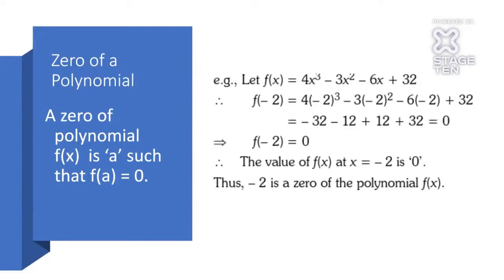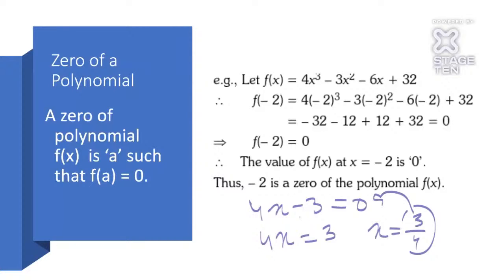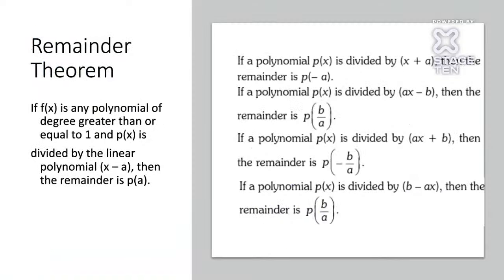Now, how do I find the zero of a polynomial? Whenever you have to find a zero of a polynomial, you just have to equate it to zero. For example, 4x minus 3. You write it equals to 0. What will I get? 4x equals to, the minus 3 goes there, it will become plus 3, and x equals to 3 by 4. That means when I put this 3 by 4 in this equation, I will get 0 as the answer. So that is what the zero of a polynomial is.